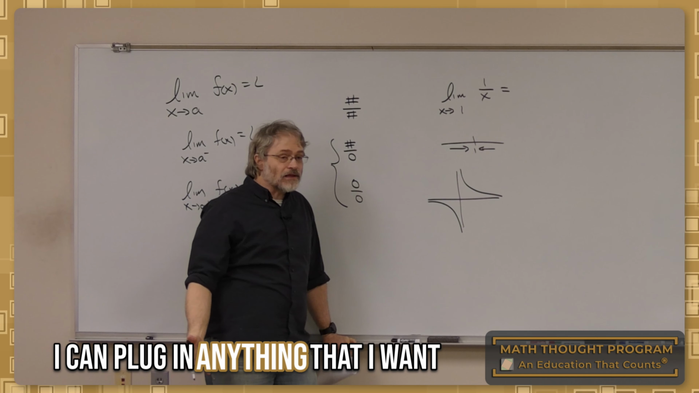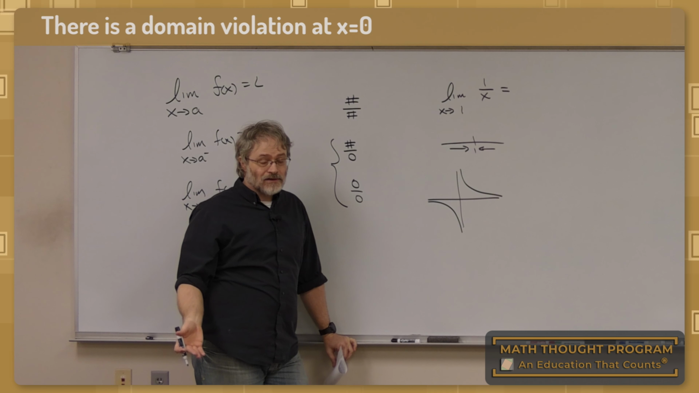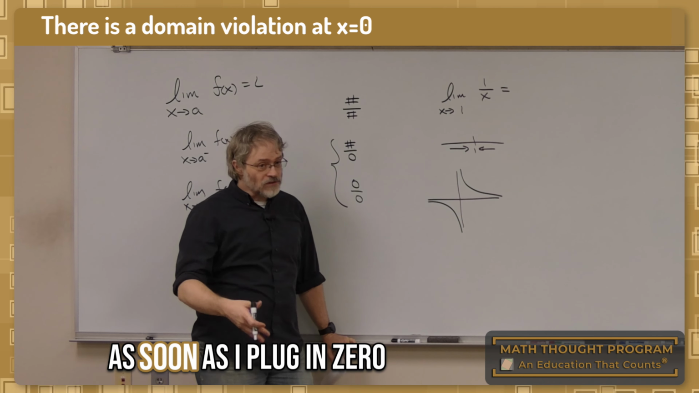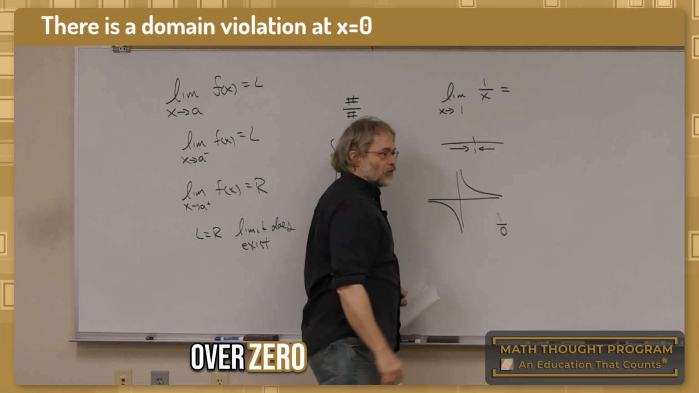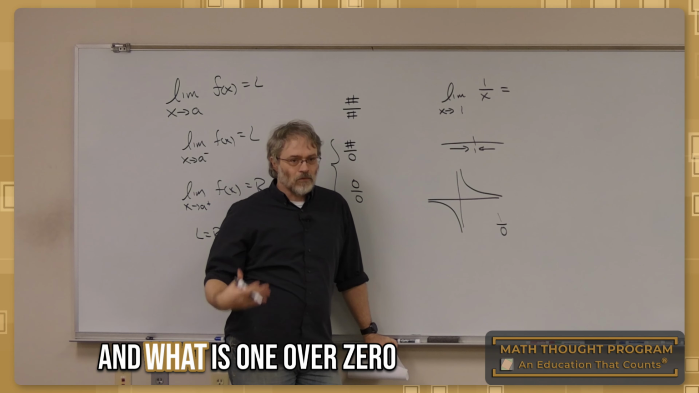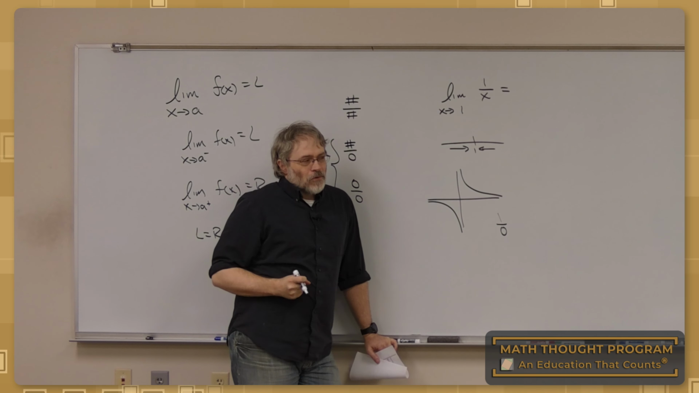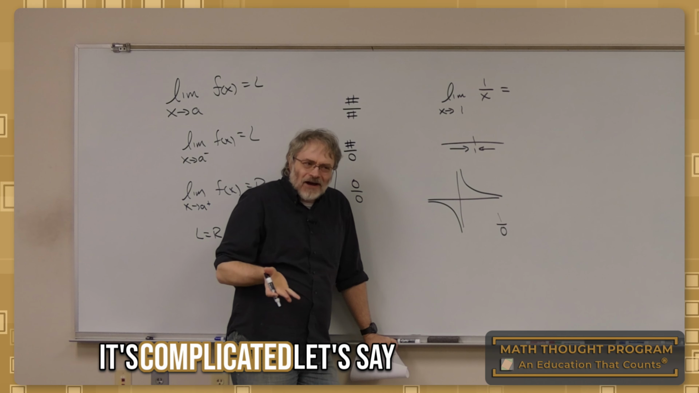I can plug in anything that I want, and I'm not going to run into any issues except when I plug in 0. Because as soon as I plug in 0, I'm going to get something like 1 over 0. And what is 1 over 0? Well, it's complicated, let's say.